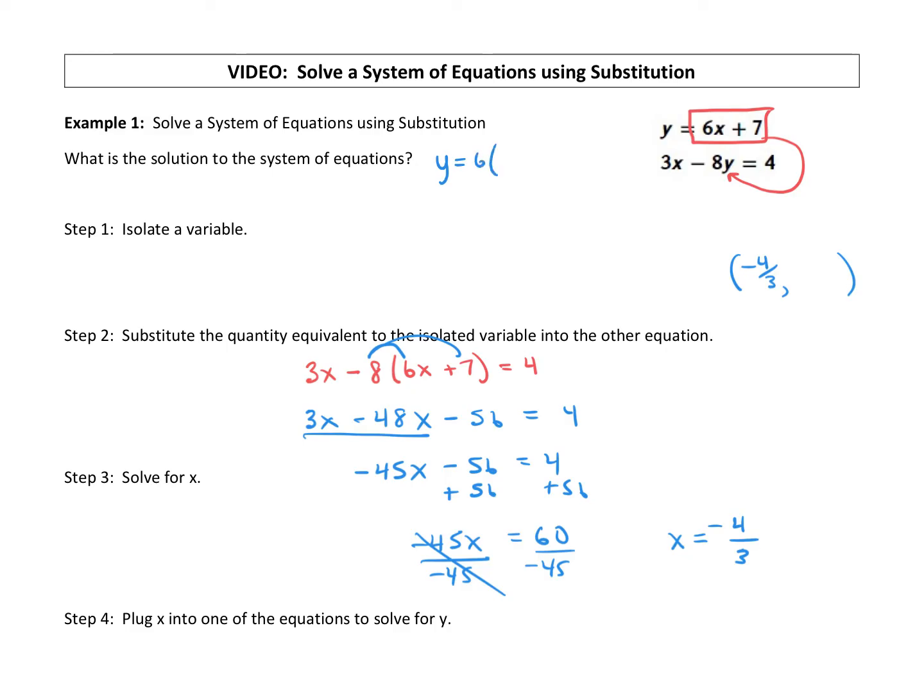Y equals 6 times, we just figured out that x is a negative 4/3, and then plus 7. 6 times a negative 4/3 is negative 8, and then negative 8 plus 7 is negative 1. So we just substituted the x back into an equation, solve for y. We know that y is a negative 1. So our solution is negative 4/3, comma, negative 1. If we had graphed both of these lines, that would be the point of intersection.